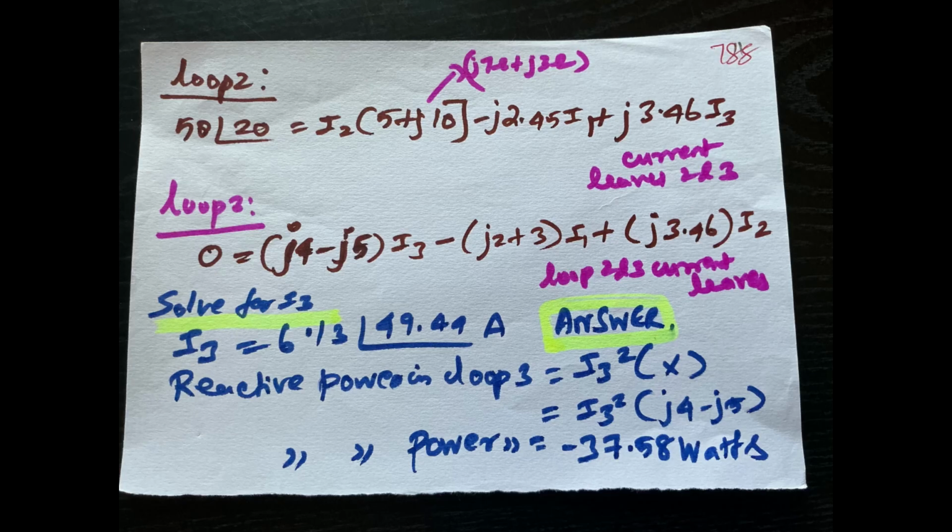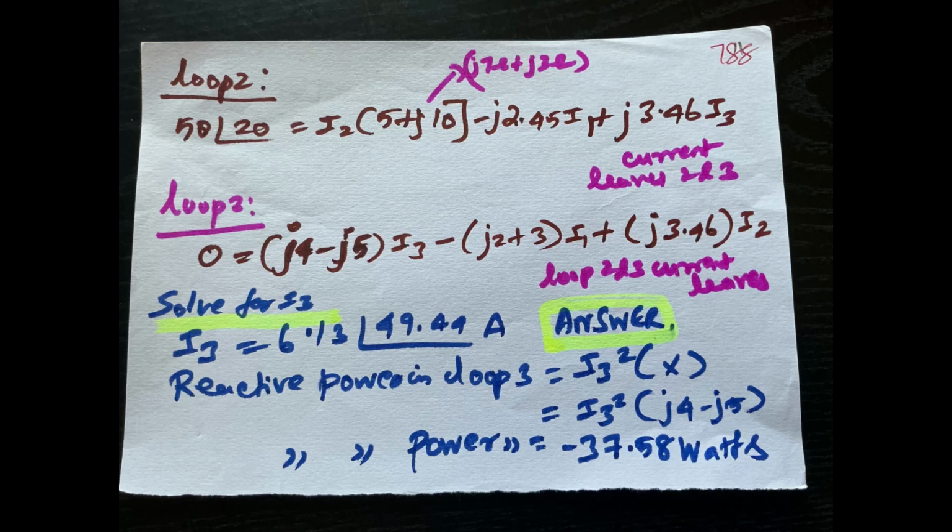Loop 2: consider 50 volt angle 20 degree volts and 5 plus j3 plus j7, that is 5 plus j10, in the current I2, minus j mutual inductance between coils 1 and 2, then minus the mutual inductance between coils 2 and 3. Then the current in the circuit I3 is leaving, so that is the minus direction. Leaving point current is minus. Minus into minus gives plus, so plus j3.46 I3. Kindly note the last term of the loop 2 equation.